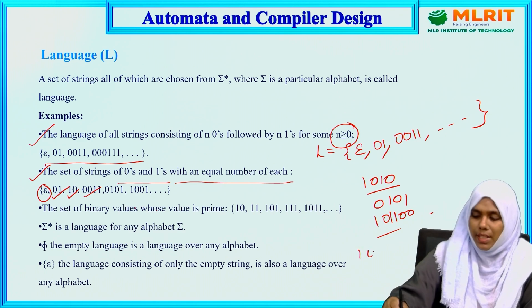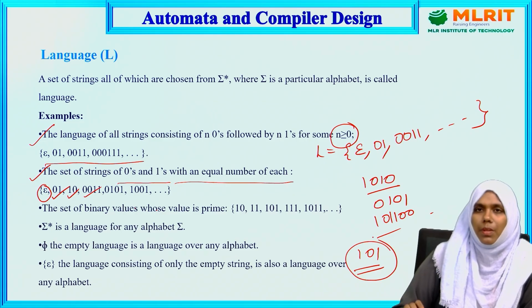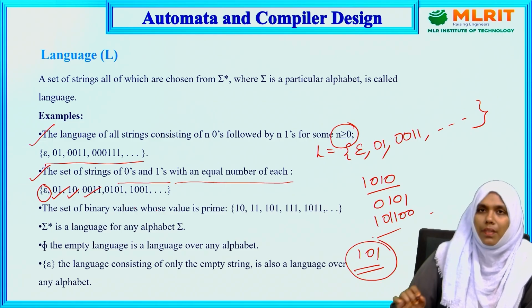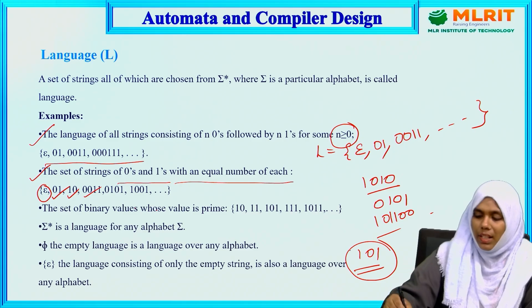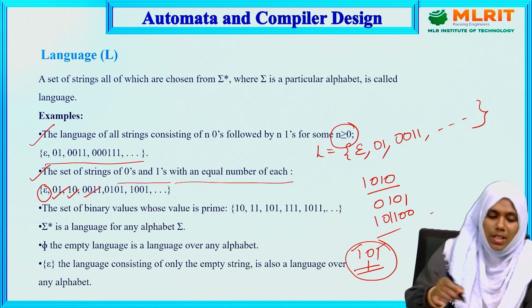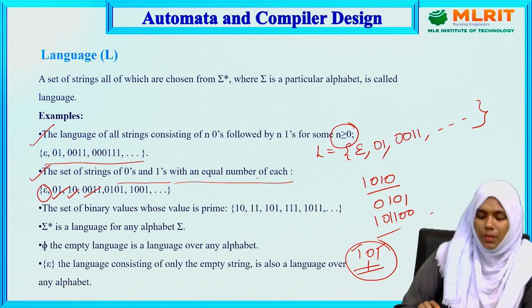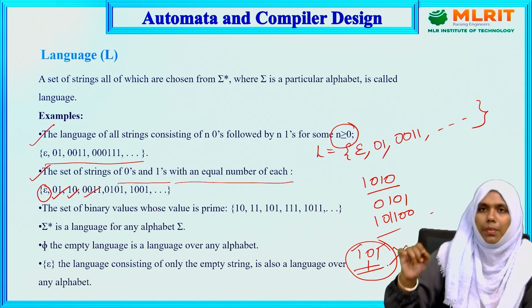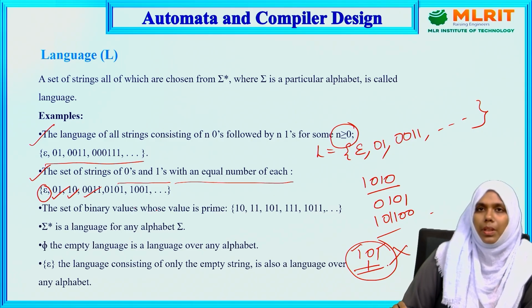If I write like this, is this a string in that language? No. You can see here we are having 2 ones, but only 1 zero. That means that does not satisfy the condition of the question. So this is not the one which we have to write. This is not correct.